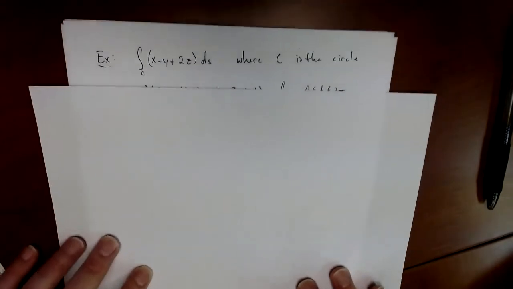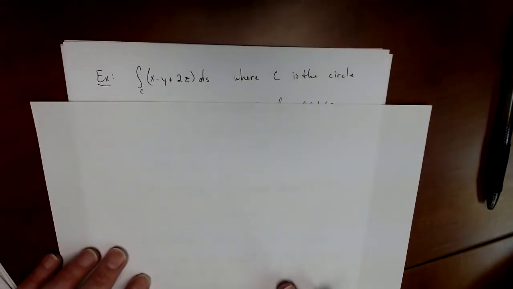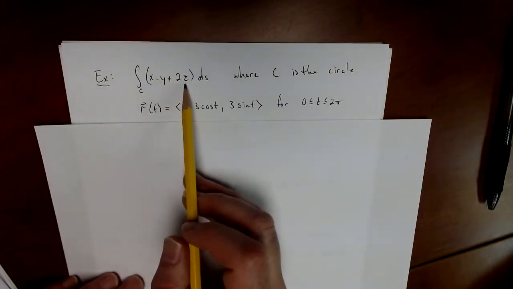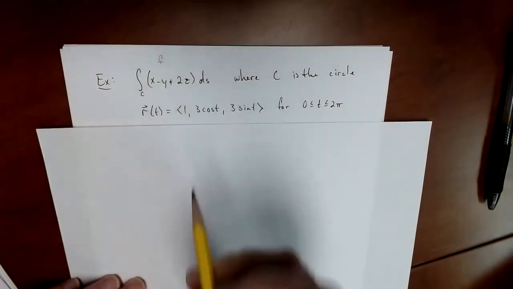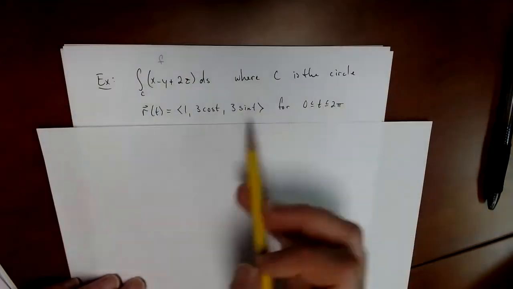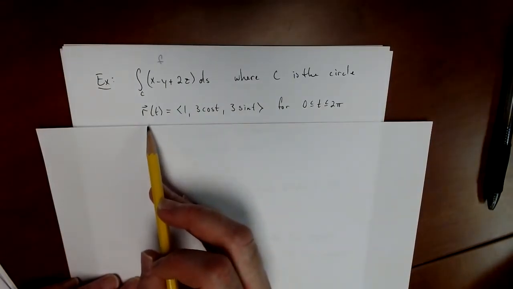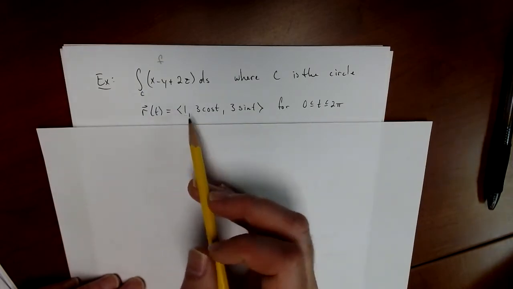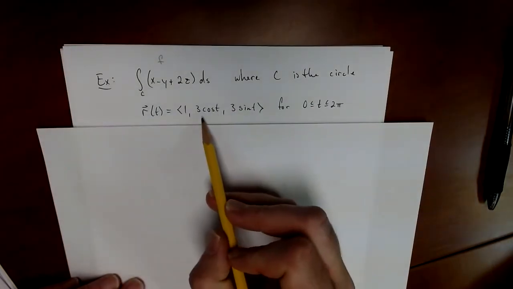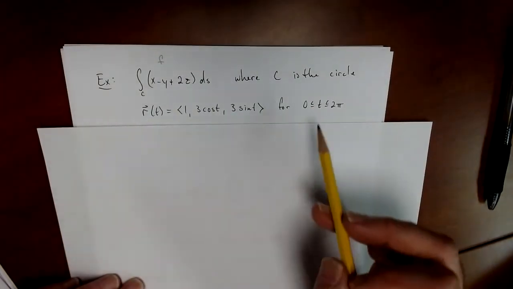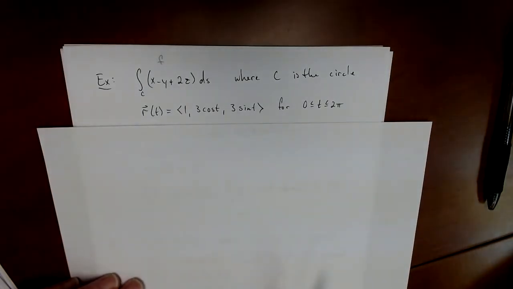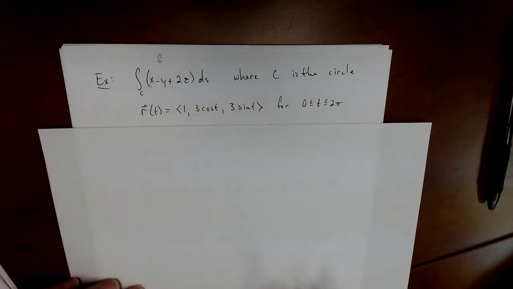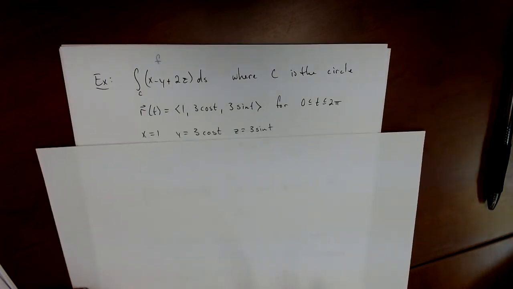So how about an example of this? We're going to evaluate the line integral over C of x minus y plus 2z. So this is my little f, where C is the circle, and here's our vector equation for the circle. We have a circle that sits on the x-axis, always one away from the yz plane: 3 cosine t, 3 sine t, where t goes between 0 and 2 pi. Pretty standard chapter 12 kind of curve. The only thing a little bit different is that we offset it from one of the coordinate planes, but really it's just a circle.